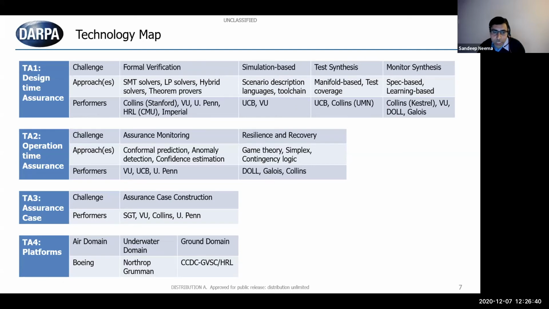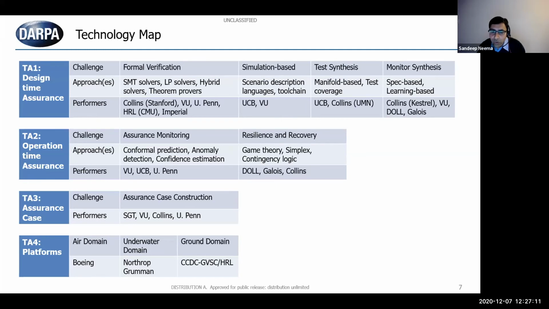a few different approaches revolving around conformal prediction, anomaly detection. So basically when the data has anomaly and it's out of what you expect from it with respect to the training data set. Confidence estimation, that's a classical problem in neural networks where the classification produces results, but the confidence on these results could be horribly off. And then on the TA2 resilience recovery, that's a key and important part.